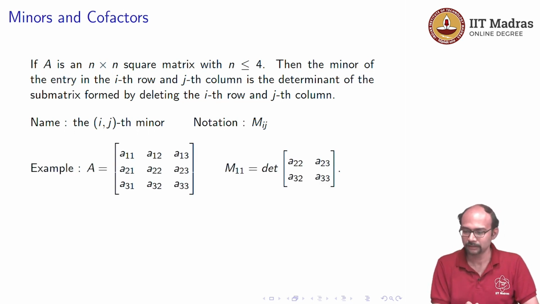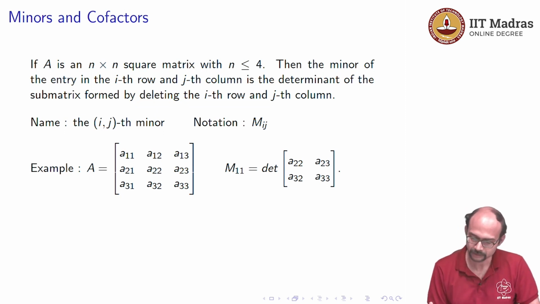Okay. So, this is called the ijth minor and it is denoted by Mij. So, here is an explicit example. If A is a 3 by 3 matrix as written here, A11, A12, A13, A21, A22, A23 and A31, A32, A33, then the 1 1th minor is nothing but the determinant of A22, A23, A32, A33. Okay. So, this is what you obtain by dropping the first row and first column. This is exactly the kind of operation we have been using in computing determinants by expansion along the first row.